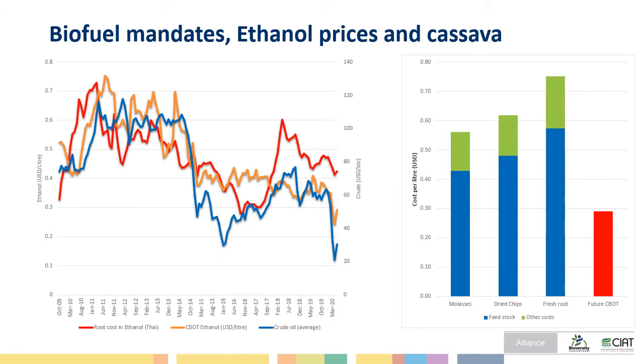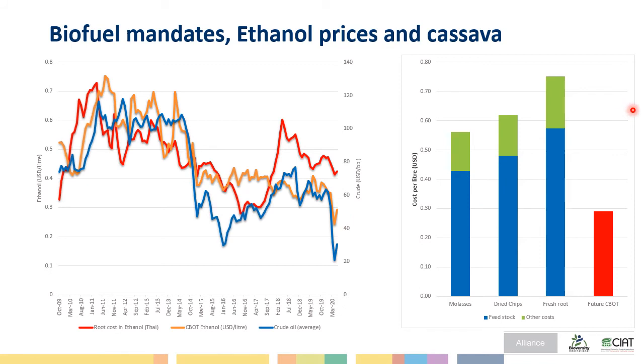Another policy that is influencing the sector, and continues to, is that of biofuel. A lot of countries in the region where we're working have various biofuel mandates, and this influences demand for roots. So what we tried to do was to show that this is the case for Thailand, that to actually just buy the roots to convert to ethanol was far in excess of what the price of ethanol is.